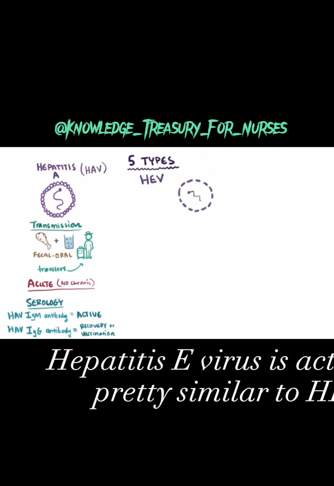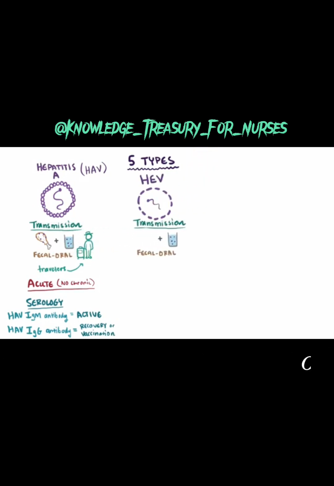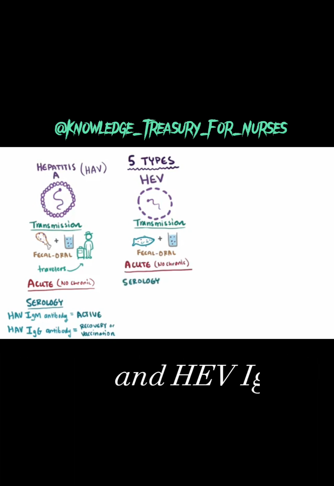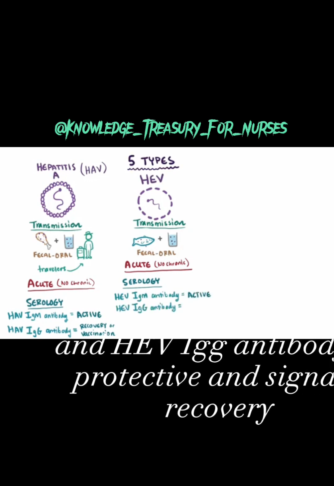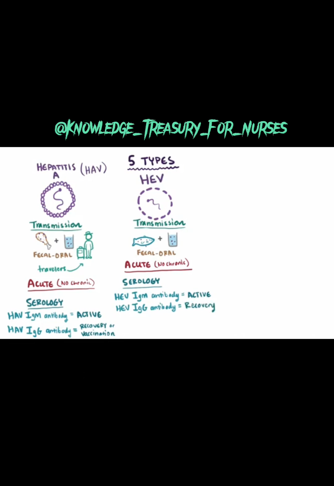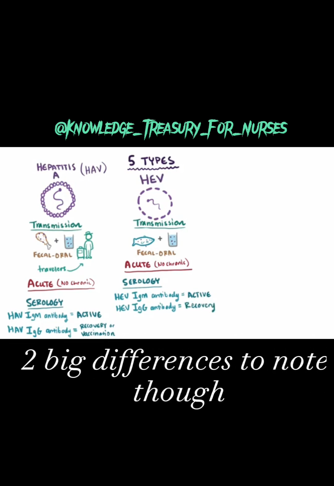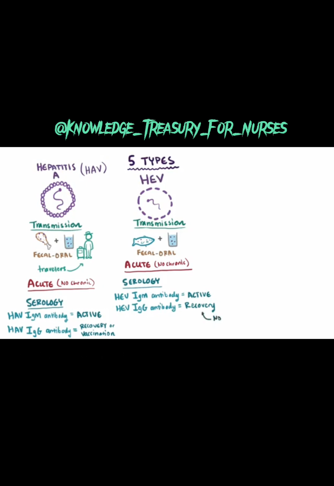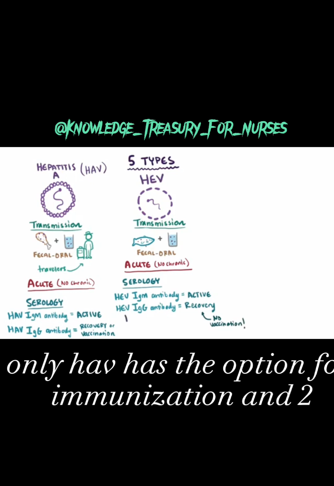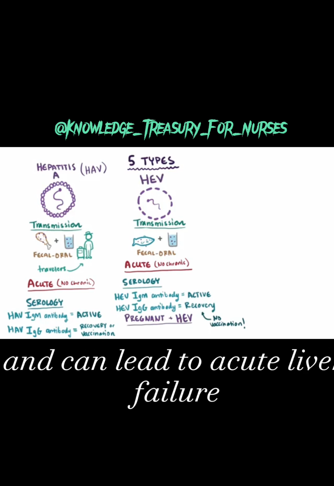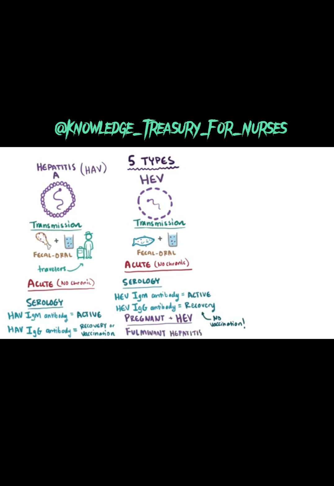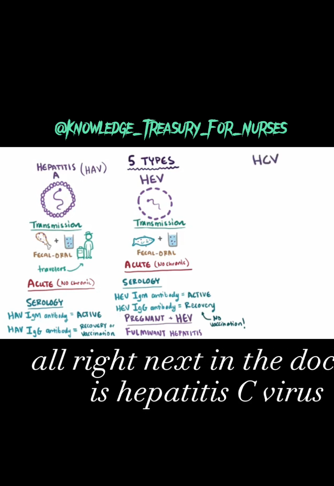Hepatitis E virus is actually pretty similar to HAV, with the same route of transmission, fecal-oral, and is most commonly acquired through undercooked seafood or contaminated water. It also doesn't have much of a chronic state, and HEV IgM antibodies tell us that there's an active infection, and HEV IgG antibody is protective and signals recovery, just like HAV. Two big differences to note, though, between these two guys: one, only HAV has the option for immunization, and two, HEV infection for pregnant women can be very serious and can lead to acute liver failure, also sometimes called fulminant hepatitis. Alright, next on the docket is hepatitis C virus.